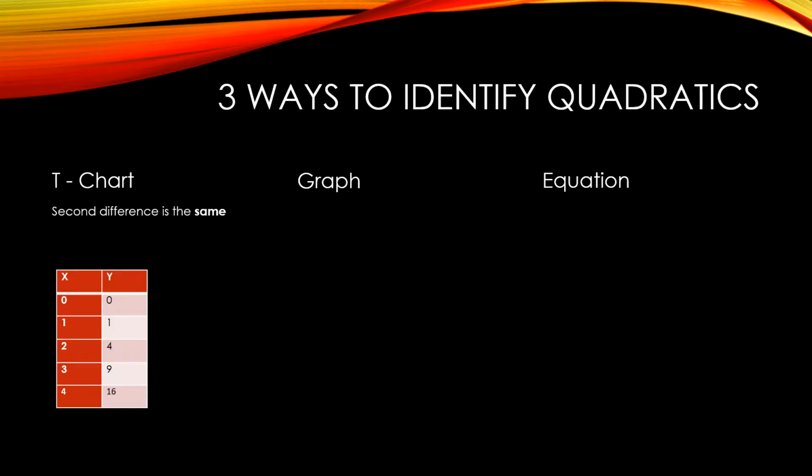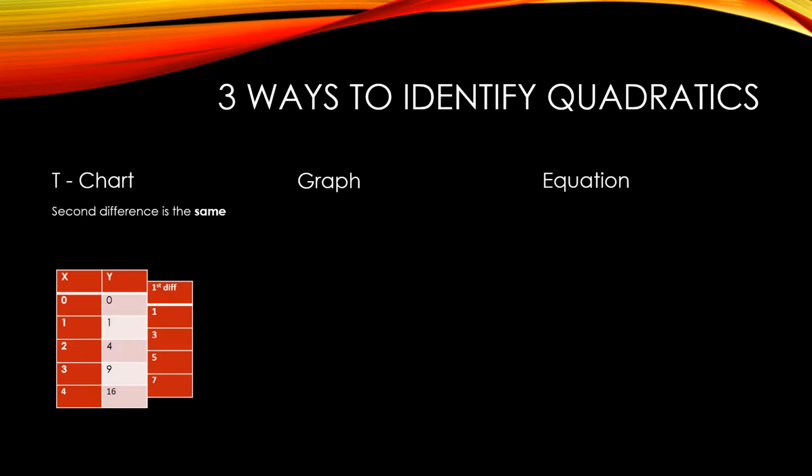Here we have a table of values. Looking at our y values, we can calculate our first difference. So that's 1 minus 0 is 1, 4 minus 1 is 3, and so on. Our first difference does not give us a consistent number, so we know that it's not a linear function.